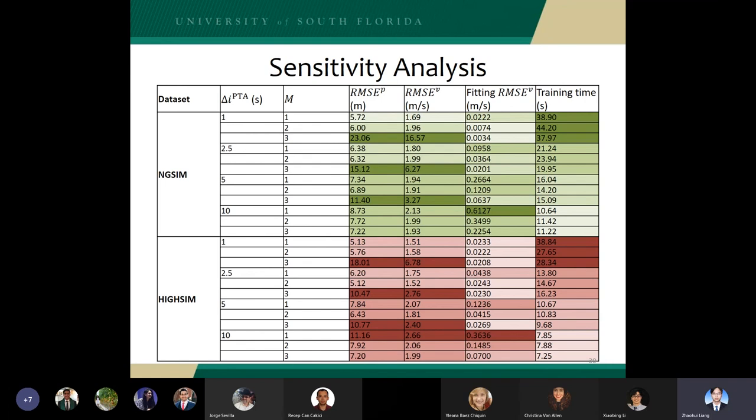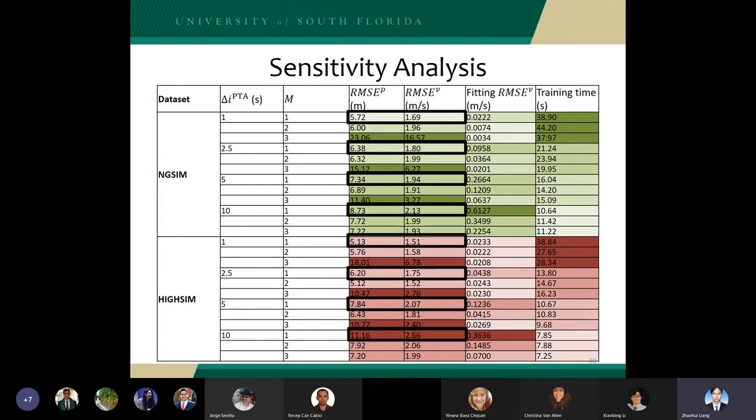Then we did some sensitivity analysis for the PTA and PFA models. First, regarding the PTA parameters, delta I PTA is the time window length, and M is the maximum power. First, we found that the prediction errors, the position MSE and the speed MSE, become higher. That means the performance becomes worse.